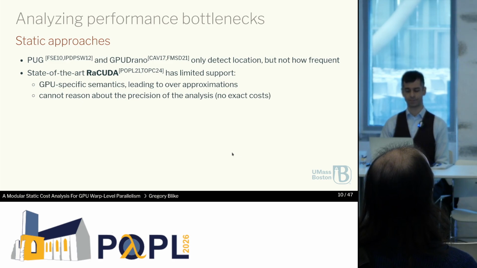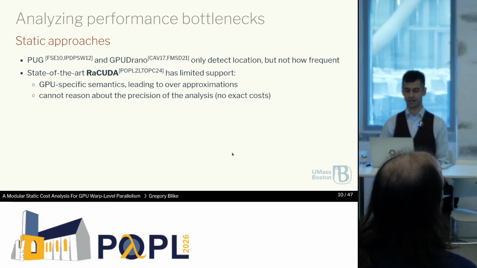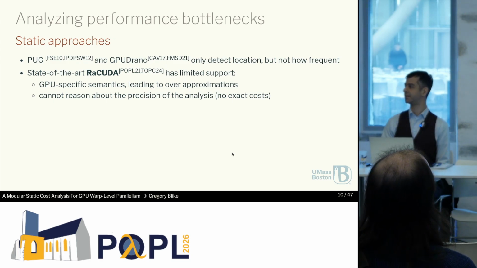And there are also static approaches. Pug and GPU Drano detect the location of these performance bottlenecks, but not how frequent. And the state-of-the-art RaCUDA has limited support for GPU-specific semantics, which lead to over-approximations, and cannot reason about the precision of the analysis. That is, there's no exact costs.